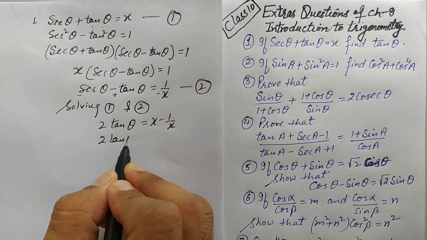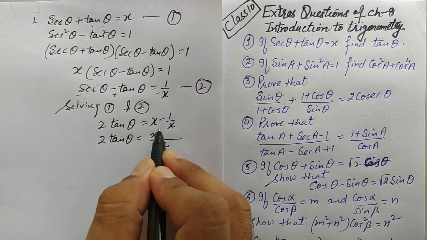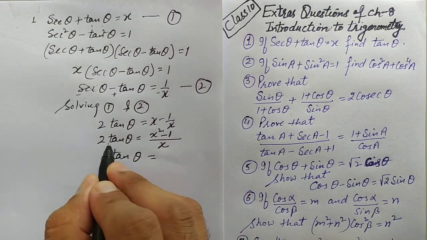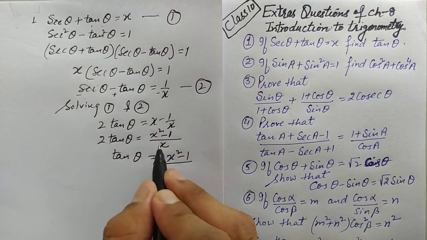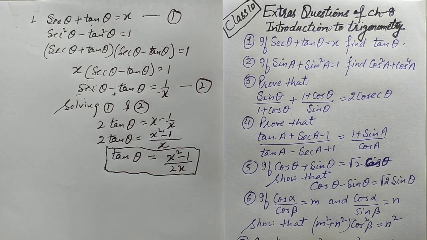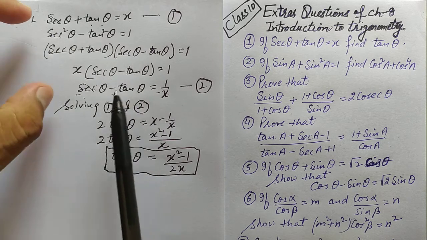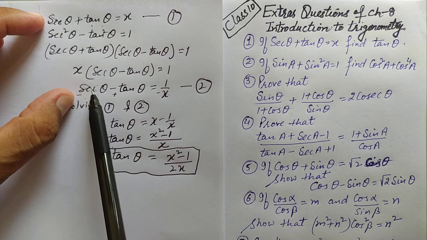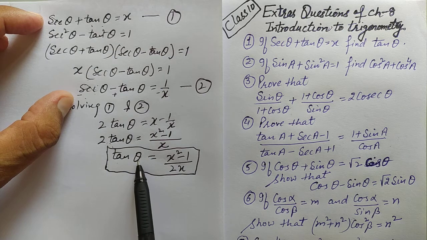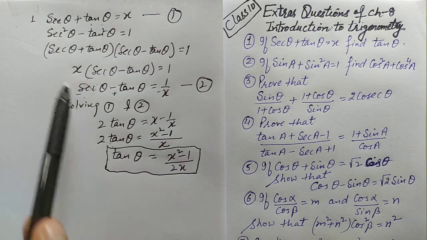So 2 tan theta is equal to x minus 1 by x. Taking the common LCM, it becomes x square minus 1 over x. This 2 will also go in the denominator, so the tan theta value is x square minus 1 over 2x. If it is asked to find the value of secant theta, you add these two equations, then tan will be cancelled and you will get the value of secant theta. I have done subtraction here. So any question asking for the value of tan theta or secant theta, you can go for this solution.